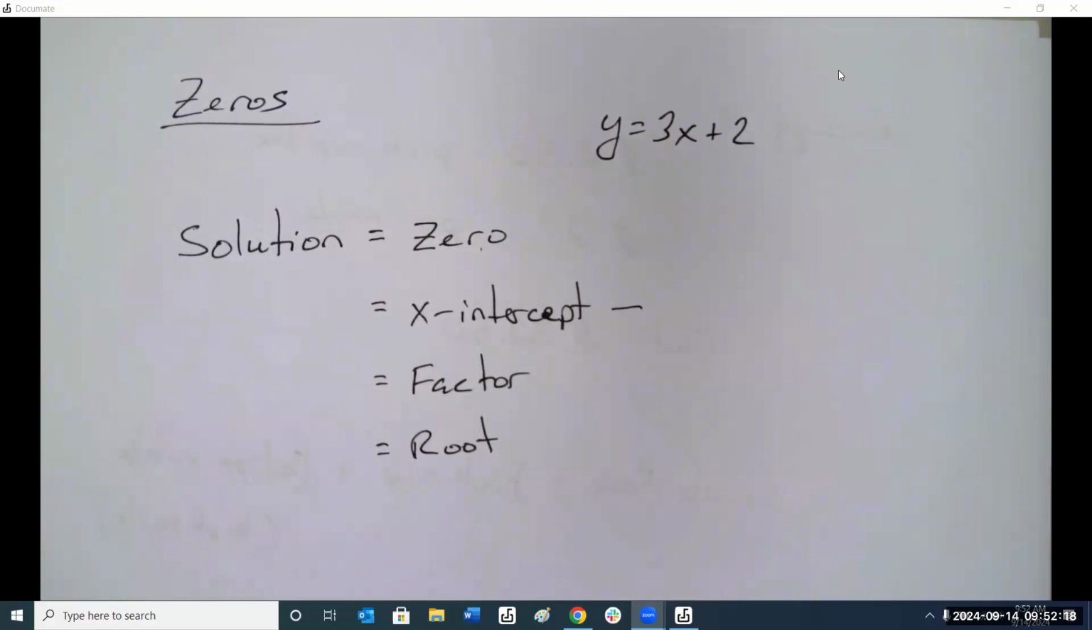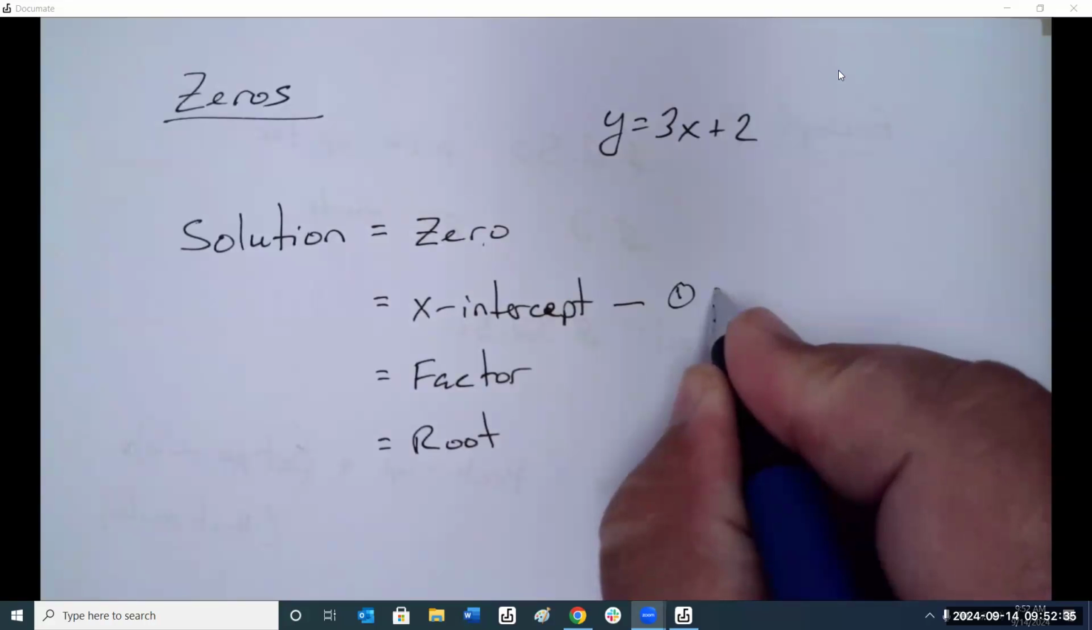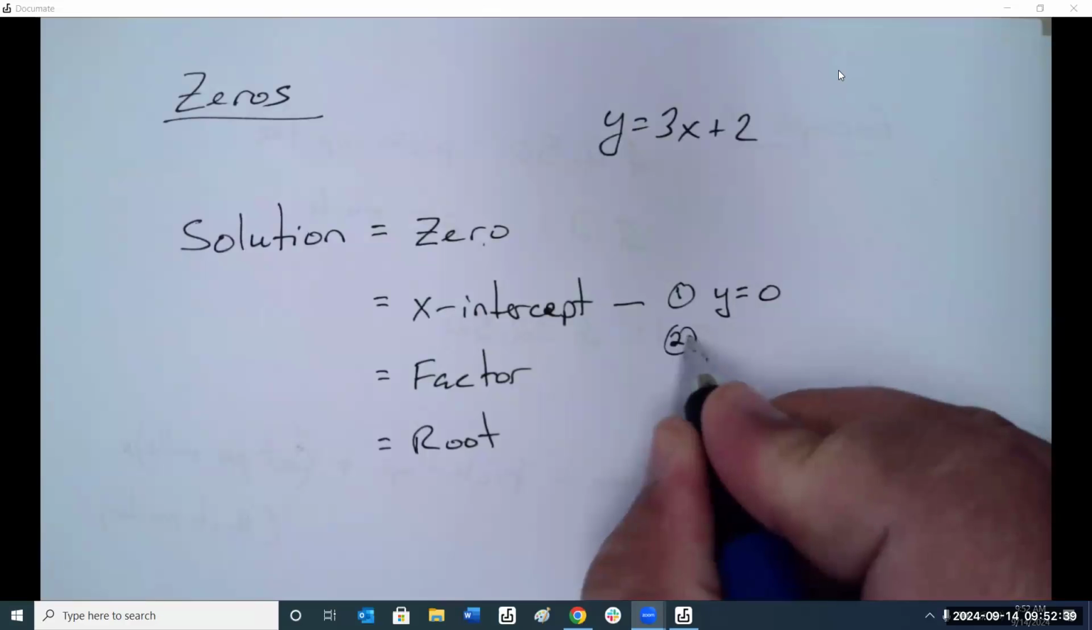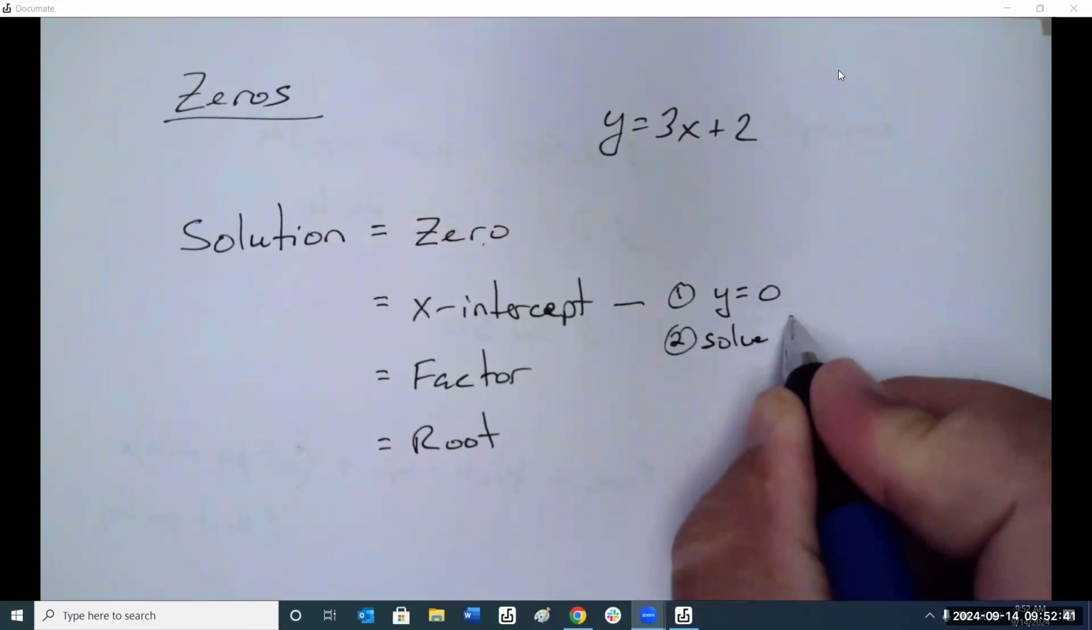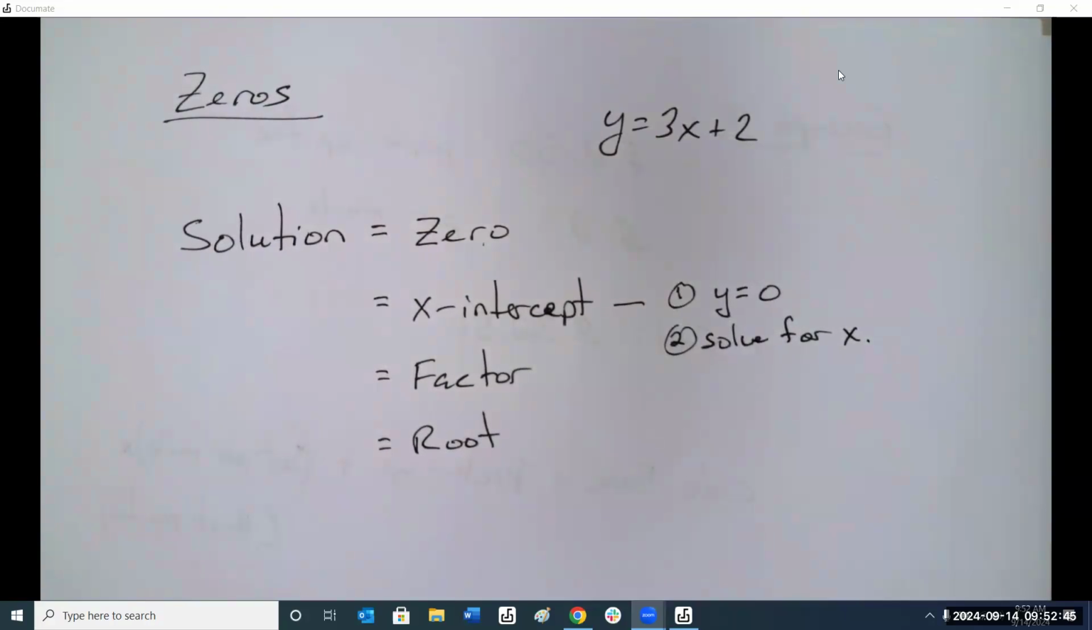How do you find the x-intercept? Two steps. Set y equal to 0. Solve for x. That's the x-intercept.